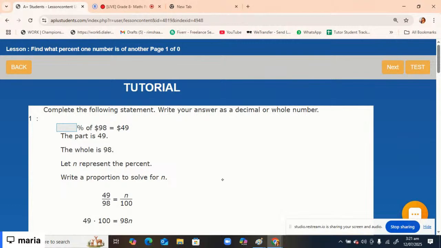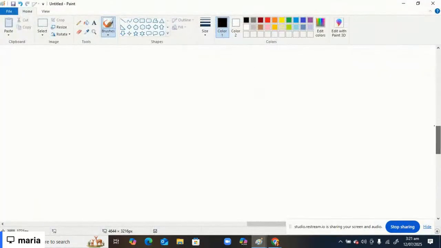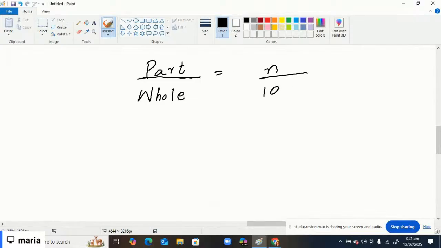So we are going to write part over whole. Always we are doing part over whole, equals n over 100. This is the way. Part is given, which is 49, whole is given, which is 98, and then n over 100.